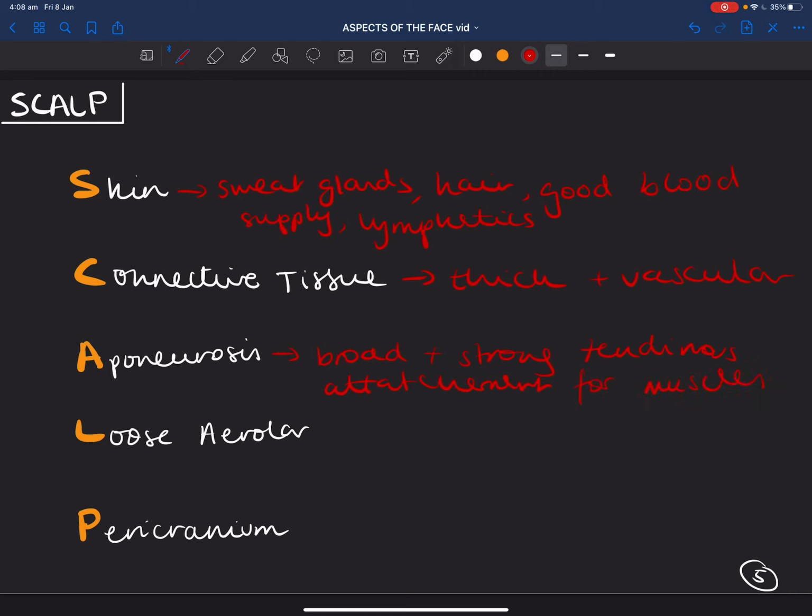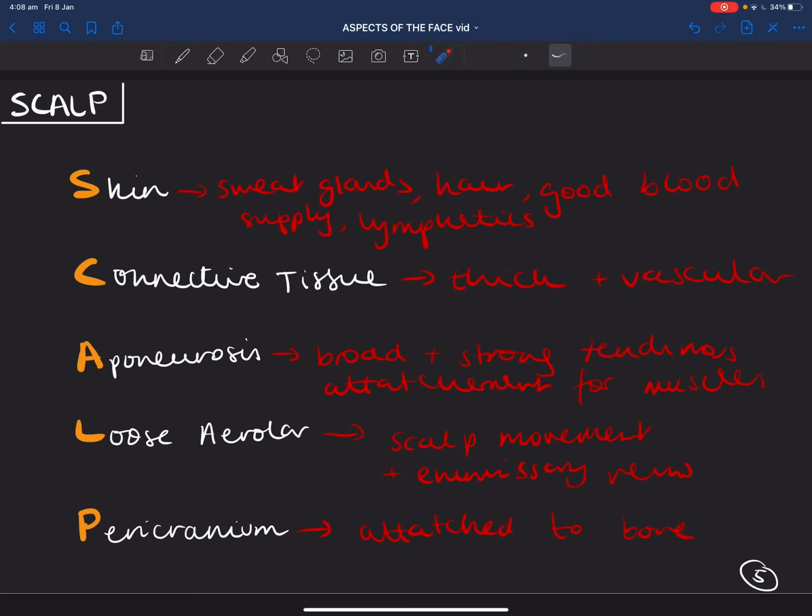Next we have the loose areolar connective tissue layer, and this allows for scalp movement. If you touch it and move it up and down, that's because of the loose areolar connective tissue layer. This also contains lots of emissary veins to the meninges. Finally, we have the pericranium, which is just attached to bone.